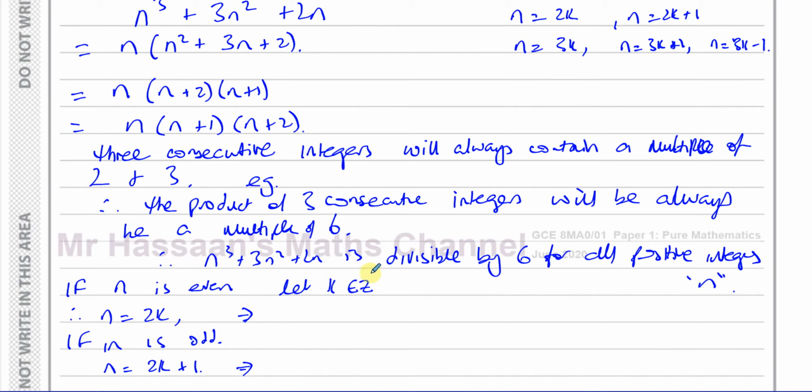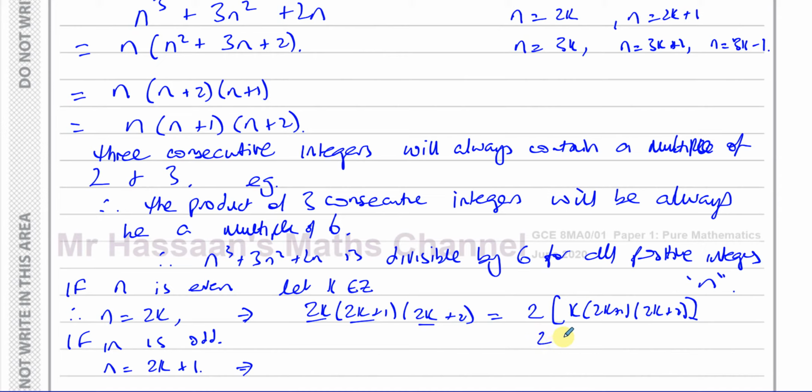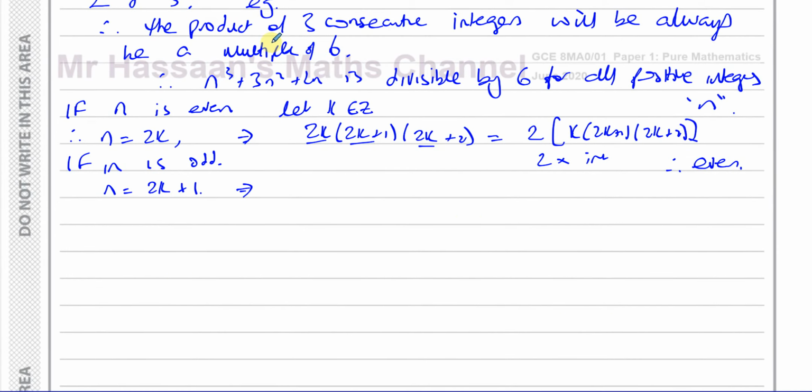So let's take it in this form. We have 2k times 2k plus 1 times 2k plus 2. That's n, n plus 1, and n plus 2. That gives you, of course, 2 times k times 2k plus 1 times 2k plus 2. That's 2 times an integer. Therefore, that's even.